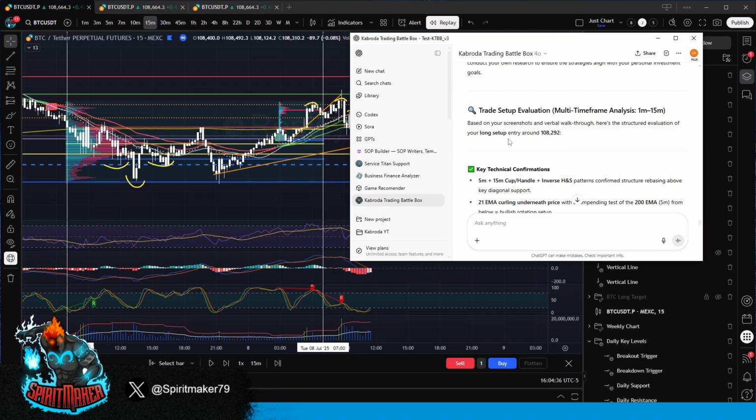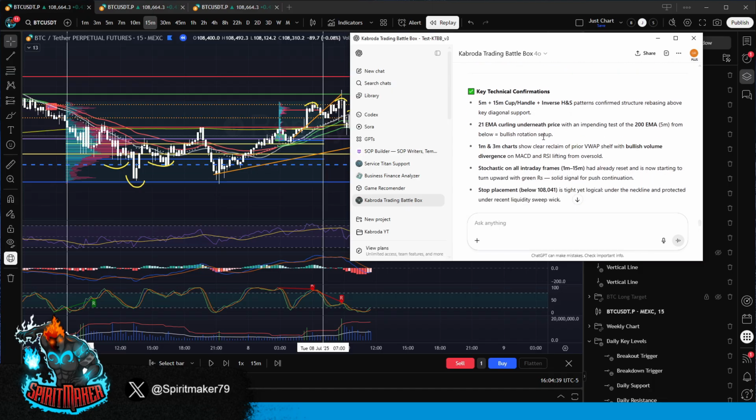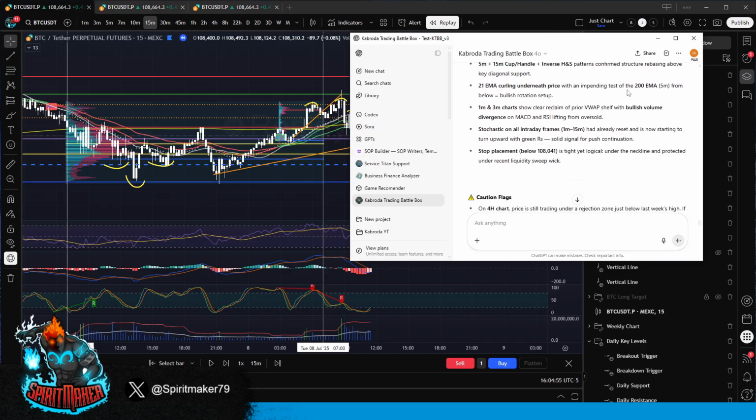Here's the structure evaluation for the long entry, so it's looking at all this for us. It's breaking down the 15- and 5-minute. It's confirmed structure, above key diagonal support. So it's looking at some of the lines we already have drawn on there. It's saying it's on the 21 on the 5-minute, from below, so it's basically coming back through price action on the 200. The 1-minute and 3-minute show a clear reclaim of the VWAP shelf, with bullish volume divergence on the MACD.